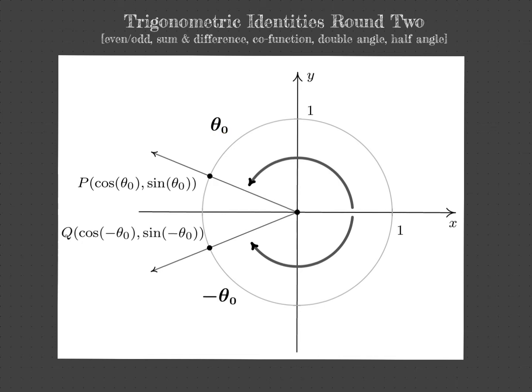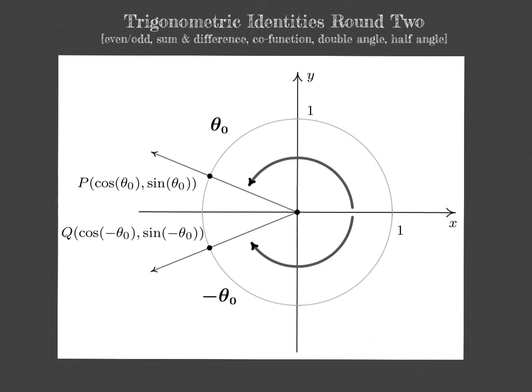Next, what if theta was negative? So we'd clearly be moving in the negative direction the same amount. And so we're down here, now in quadrant 3. Then we can see that point Q on the terminal side of negative theta is still cosine of negative theta and sine of negative theta because that is what we called that angle.